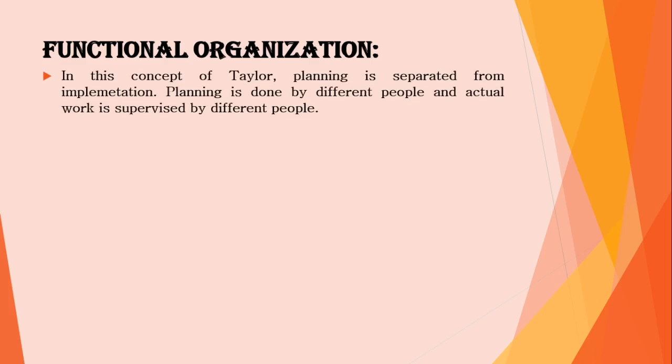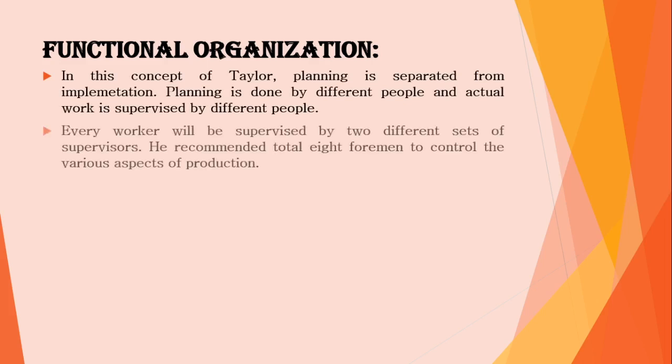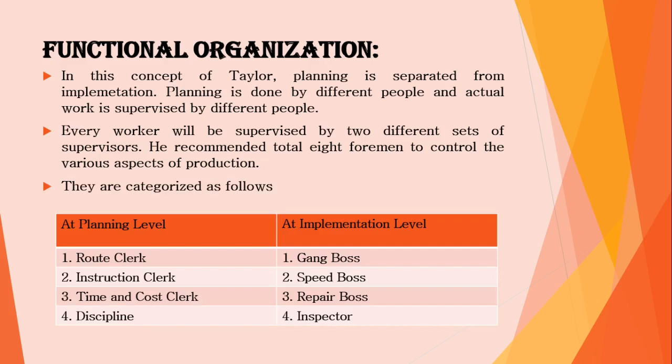Then is functional organization. In this concept of Taylor, planning is separated from implementation. Planning is done by different people and actual work is supervised by different people. Every worker will be supervised by two different sets of supervisors. He recommends a total of 8 foremen to control the various aspects of production, and they are categorized at the planning level and at the implementation level. At planning level, you have the route clerk, instruction clerk, time and cost clerk, discipline. At implementation level, you have gang boss, speed boss, repair boss, and the inspector.